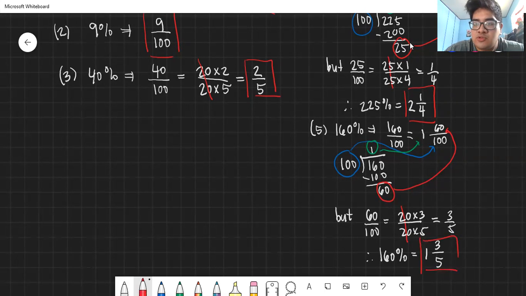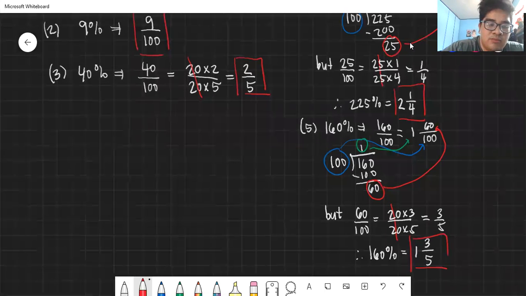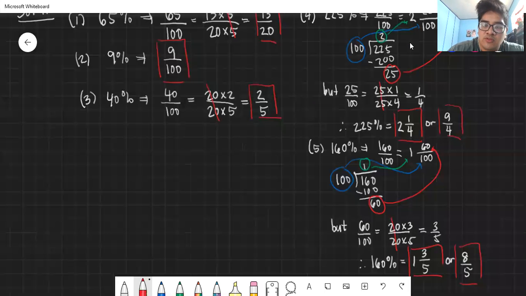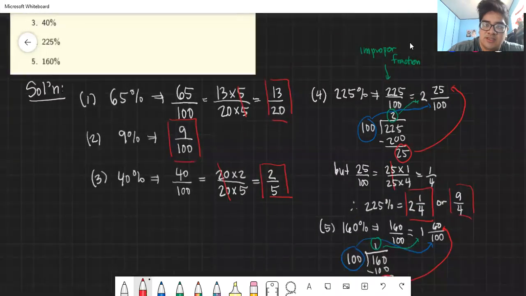Okay. Paano naman kung gusto nyo improper fraction? Yung nasa taas, yun yung aso, 9 over 4 or 8 over 5. Ayan na. Diba, previously, walang aso yung videos natin. Ngayon, meron na ulit. And yan. Okay. So, yan yung percent to fractions, basically.